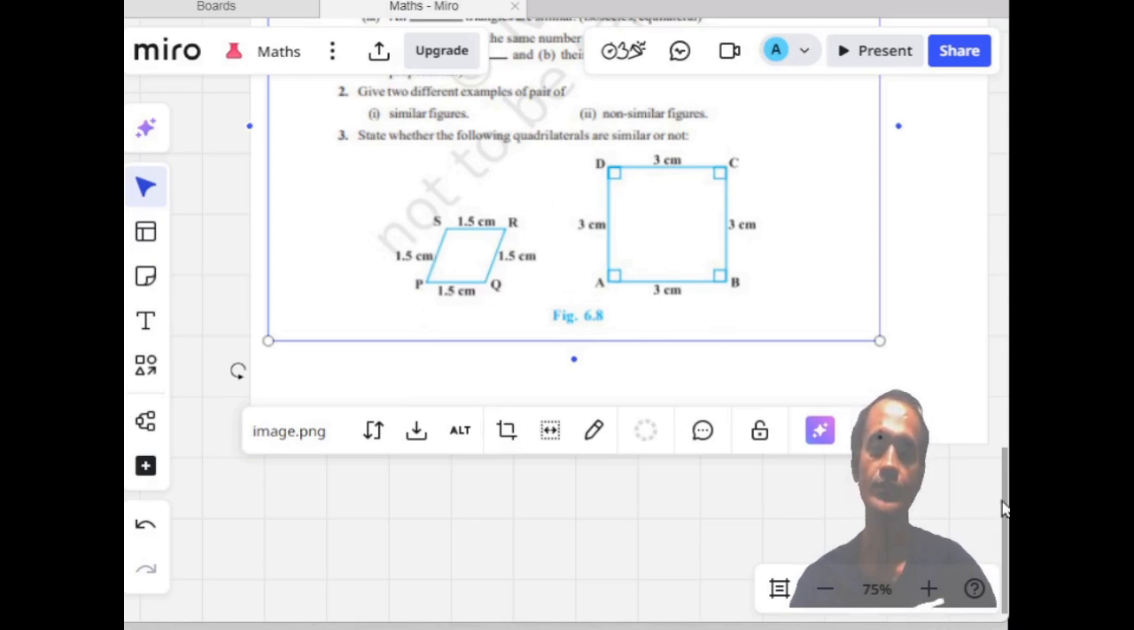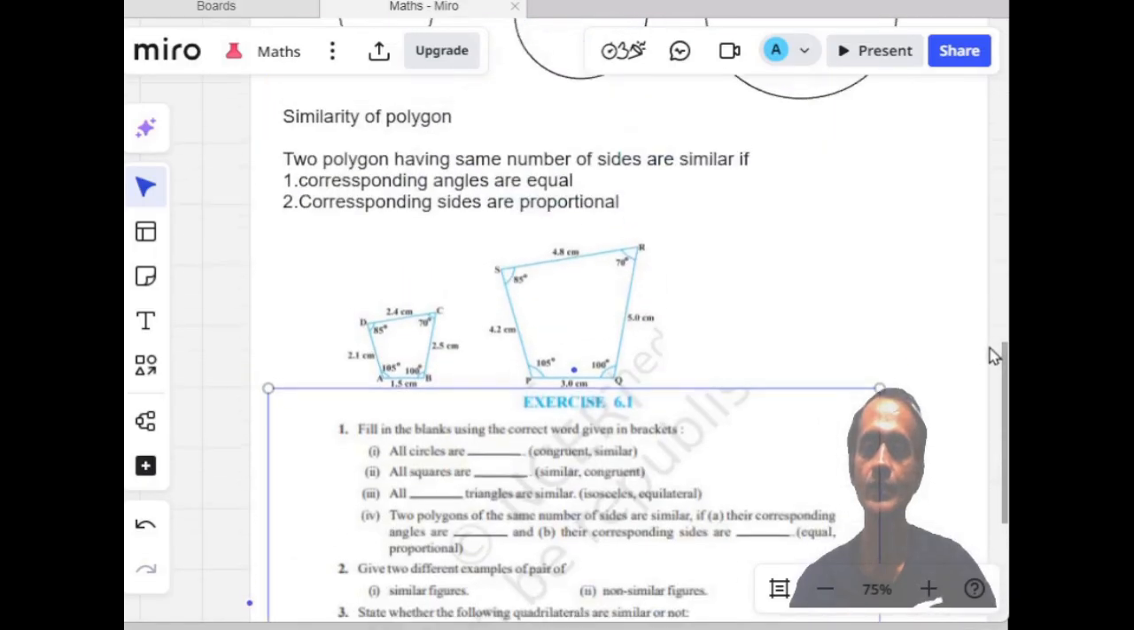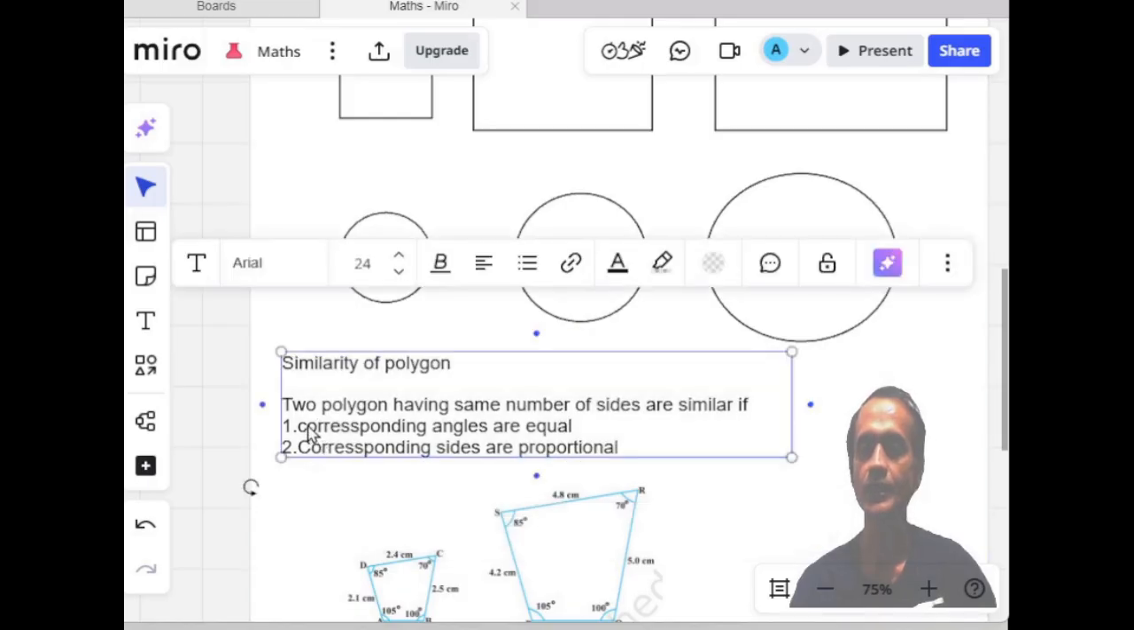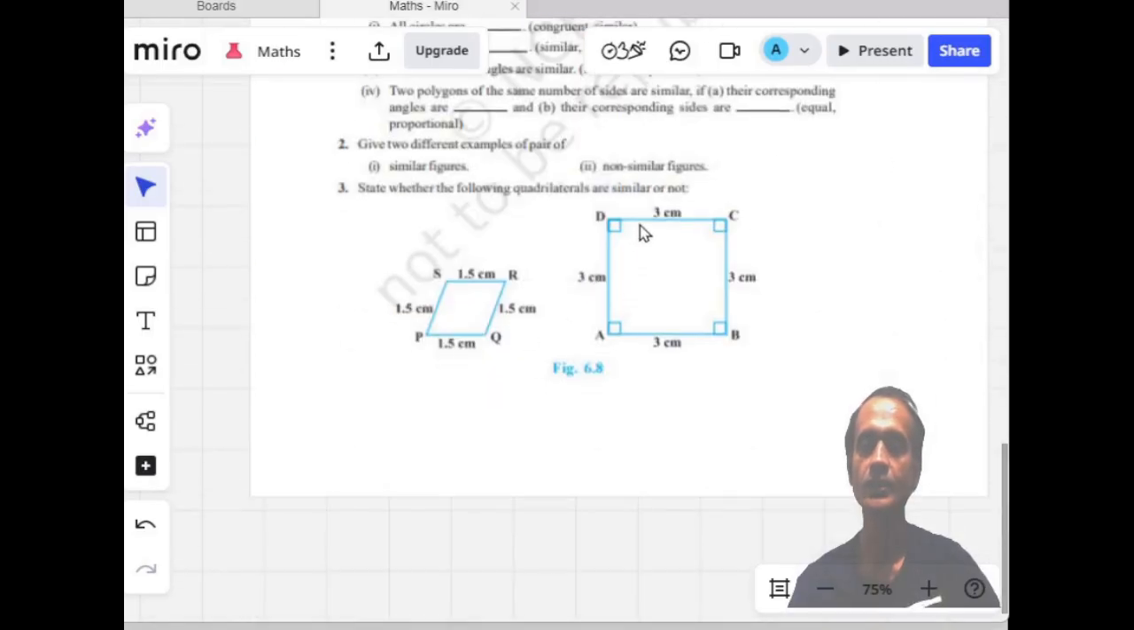equal. So these two shapes, although they satisfy the second property, that corresponding sides are proportional, they don't satisfy the first property, that corresponding angles are equal. So here corresponding angles are not equal, and hence these two quadrilaterals are not similar.